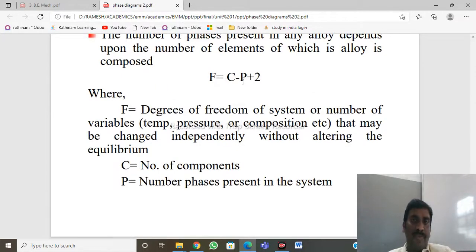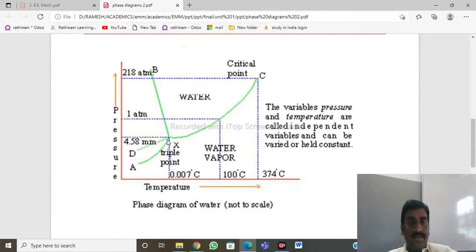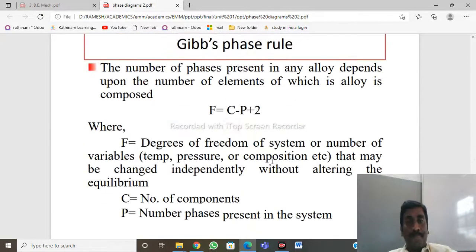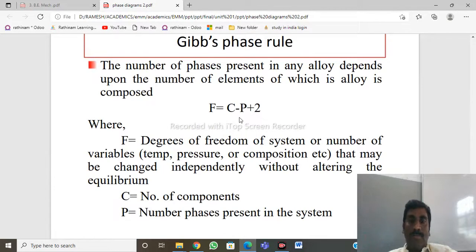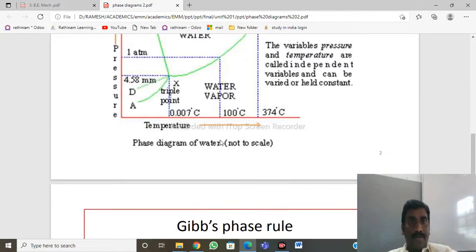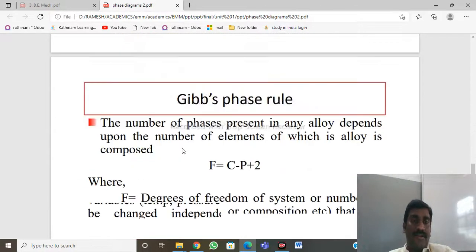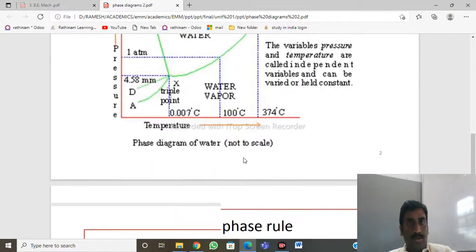Then P, the number of phases. How many phases are present in this system at the triple point? Solid, liquid, and gas. So there are three phases present at this triple point. So 1 minus 3 plus 2. What is the answer? 1 minus 3 is minus 2. Minus 2 plus 2 is equal to 0. So for this triple point, there are no degrees of freedom. This is the answer when applying the Gibbs phase rule.